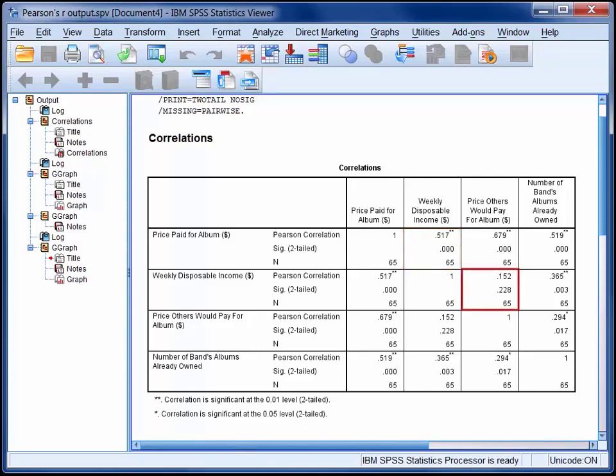By way of contrast, the correlation between price others would pay and weekly disposable income is 0.152 and is non-significant. Now, if you're having trouble visualizing the difference between a correlation of 0.517 and a correlation of 0.152, you can easily create a couple of scatter plots to compare them. And I did this earlier.